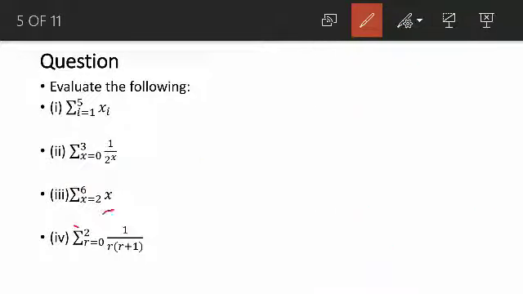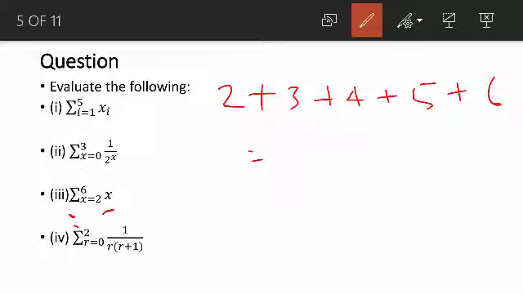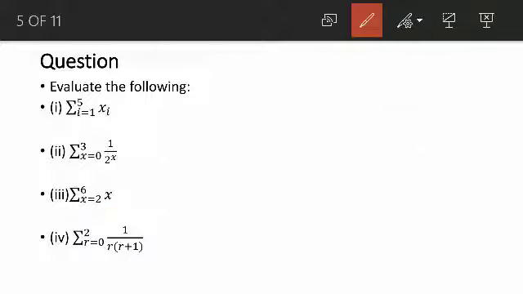Here we are looking for summation of x, okay? But your x must start with 2 and end with 6. So that means you're going to have 2, when x is 2, plus 3 plus 4 plus 5 plus 6. That's the series. 2 plus 3, 5, plus 4, 9, plus 5, 14, 14 plus 6 is 20. So the answer to that question is 20. Okay, that's good enough.